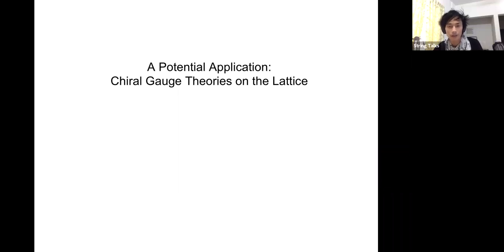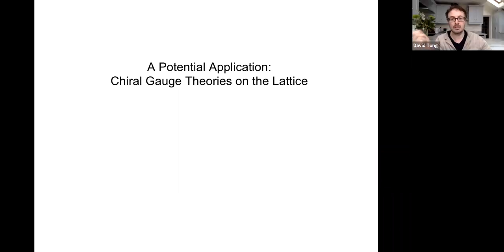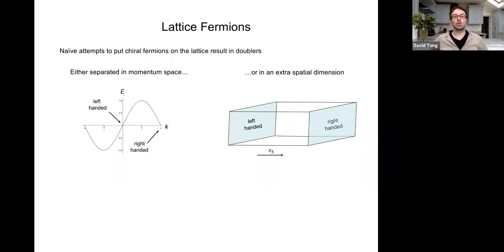partly from condensed matter perspective, but the condensed matter work has close connections to what I'm going to tell you about. So there is a very old problem in lattice gauge theory, which is how you put chiral fermions on the lattice. And the problem goes back to the theorem of Nielsen and Ninomiya from the early 80s.